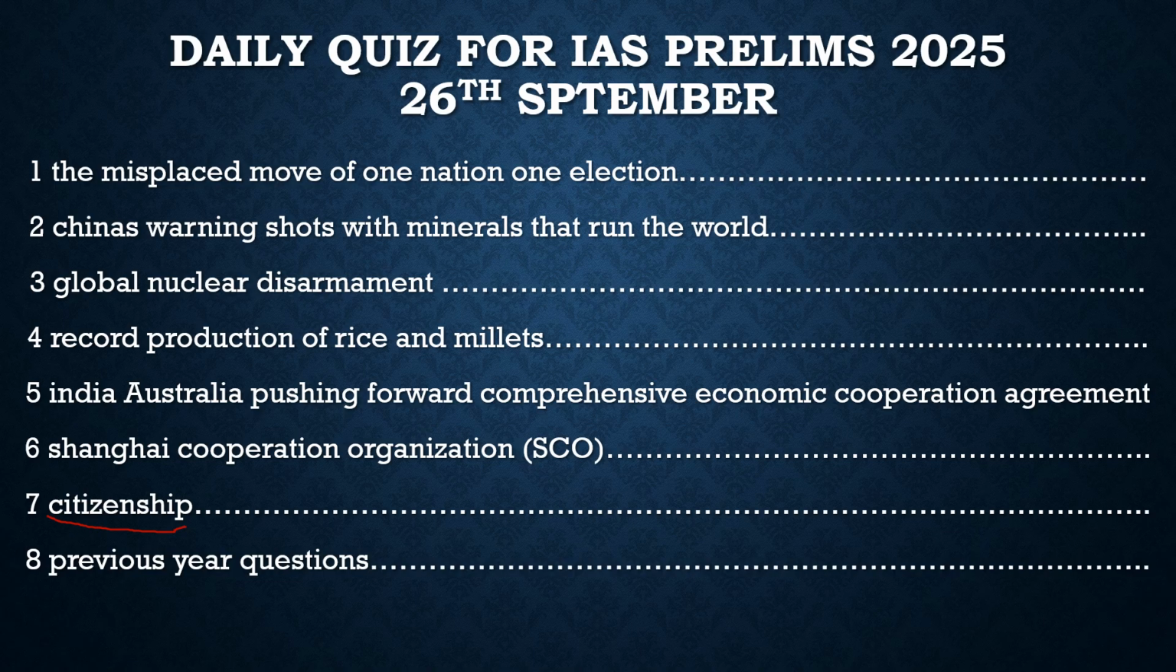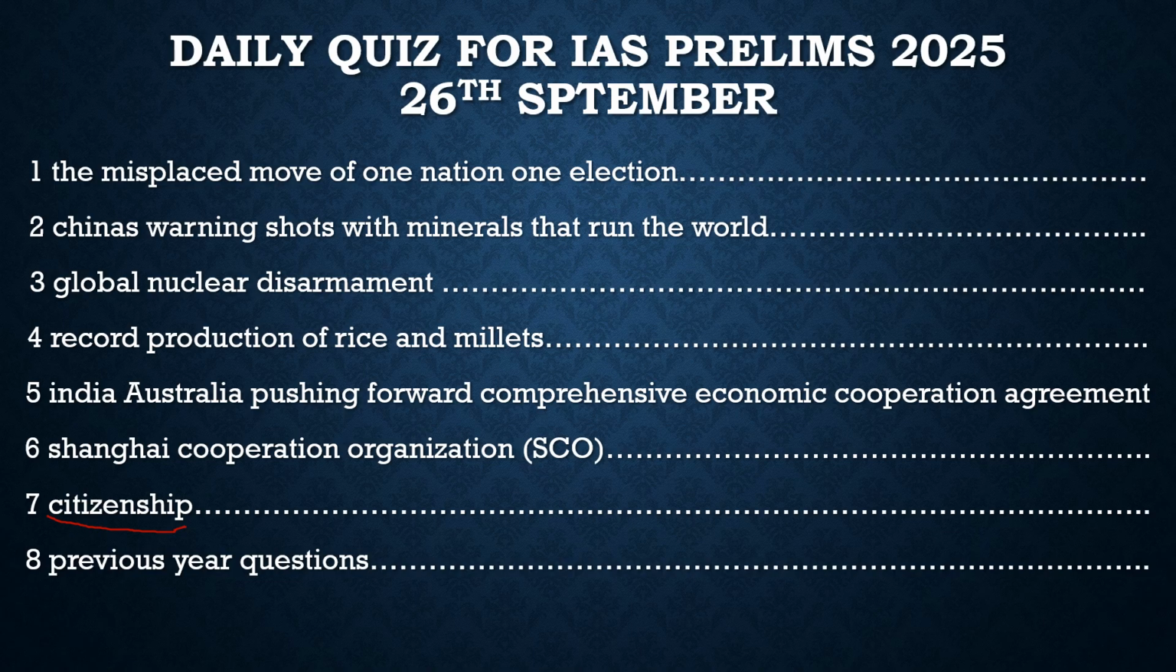Then there was another article in the news. It is about the record production of rice and millets this year. India has seen record production of rice and millets, but unfortunately, the pulses and oilseeds production has reduced. So this is in a nutshell about the production of rice and millets. With respect to this, we should know which states produce maximum rice in India, and which states produce maximum millets in India. Let's try to find that out in the questions.